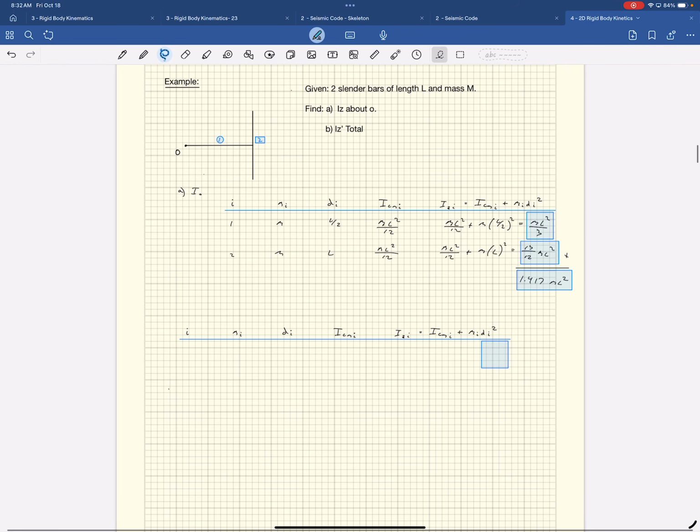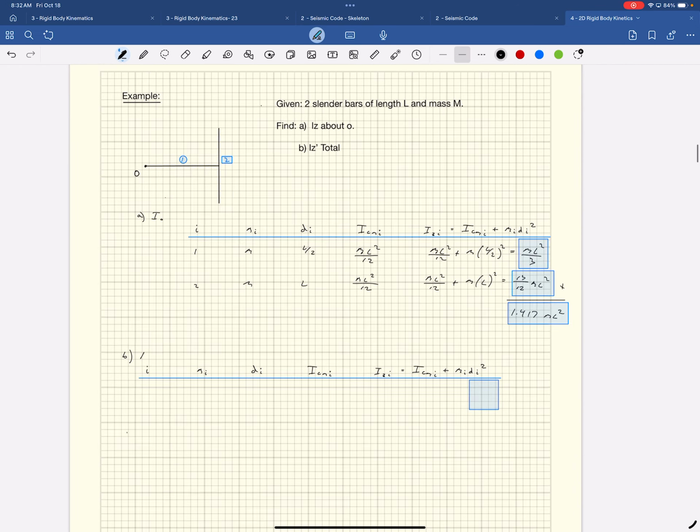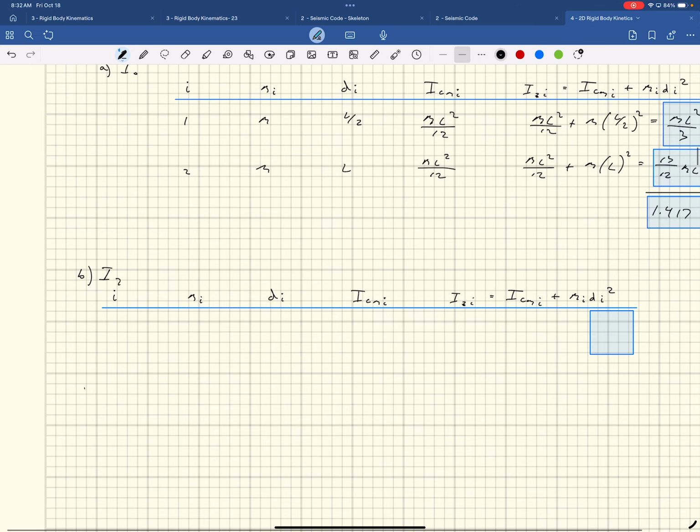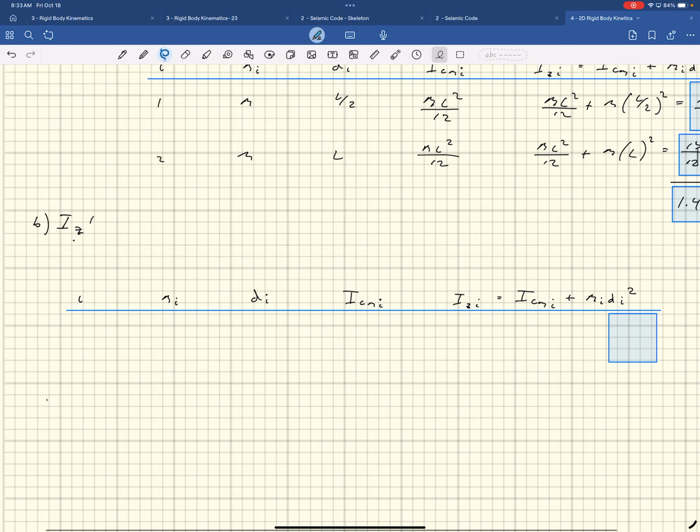Okay, second part, so that's A. Part B says find IZ prime total, so about its center of mass. Before I could do that though, I need to figure out what the center of mass is. I don't know what it is yet. We haven't calculated that yet. Okay, so let's do that.